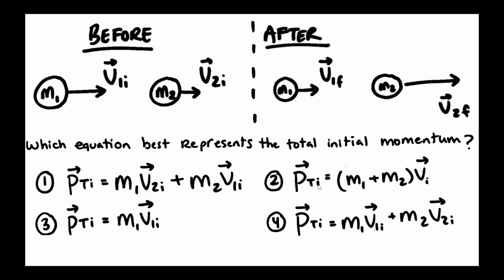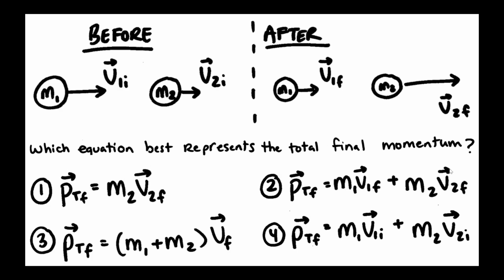Option 2 right here says the total initial momentum equals their masses combined multiplied by some initial velocity. This equation implies that they're moving with the same initial velocity, which they are not. This is sometimes the equation you would see for when objects are stuck together. Let's say I was running with a backpack on my back. You would add my mass to the backpack's mass and you would have our velocity shown. But that is not the case. They're moving with two distinct velocities, so it's got to be 4. So let's just double check. P_TI, total initial momentum, is m1 v1 initial. Yep, that's the momentum of m1 plus m2 v2 initial.